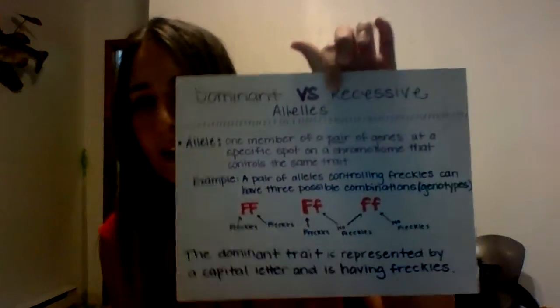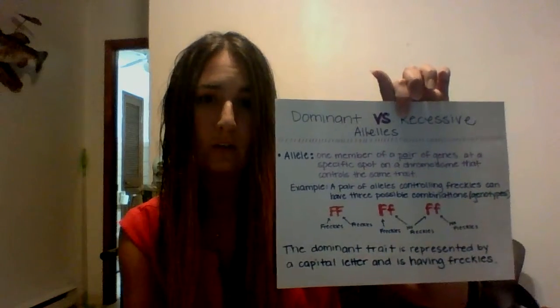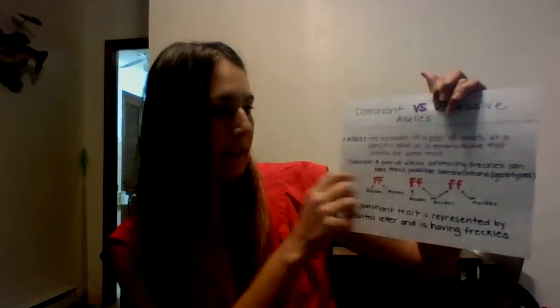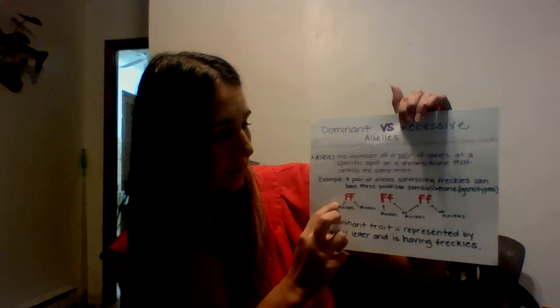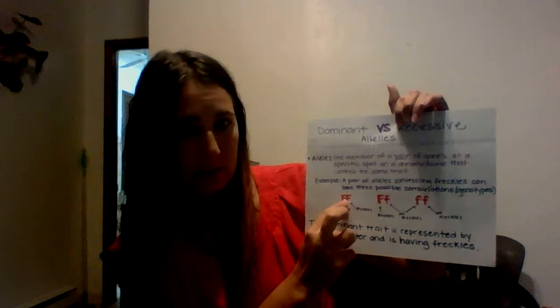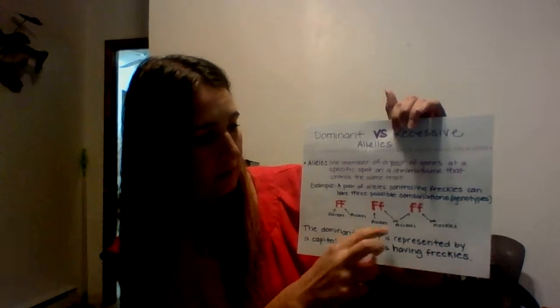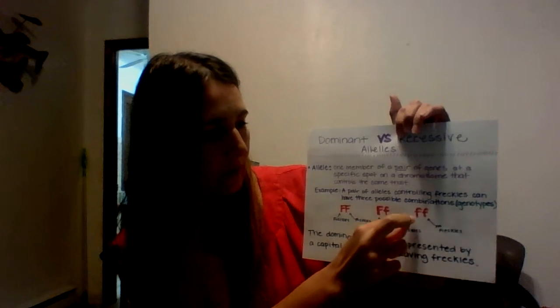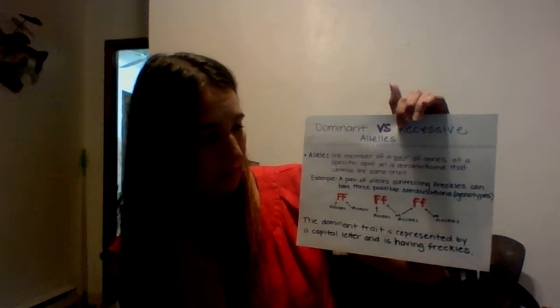You always have at least two alleles for every single trait. So an example here would be that a pair of alleles controlling freckles can have three possible combinations, so genotypes. You can have one allele that's carrying freckles and the other allele that also says freckles. You can have another combination where one has freckles and then the other one is no freckles. And then you can have another genotype where you have an allele that is no freckles and the other allele is also no freckles.